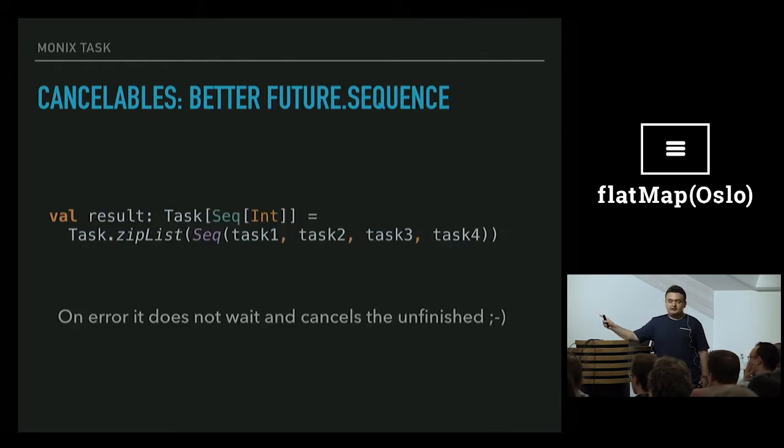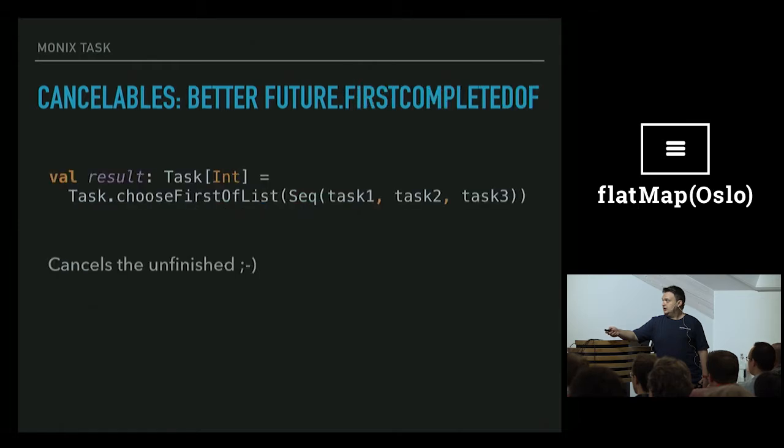This leads to a better future sequence. Future sequence, if you remember, transforms a sequence of futures into a future of sequence, right? Zip list from task will, on error, cancel everything immediately. It's not going to wait until everything is completed. And first complete of, again, choose first complete will simply pick a winner and cancel the rest. Again, this is another case where canceling things is, I think, important when you create a race condition between multiple tasks and you pick one.